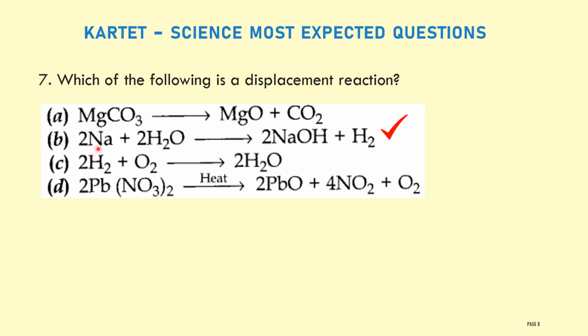Here sodium is a highly reactive metal, and hydrogen is a less reactive element. Because of this high reactivity, sodium will displace hydrogen from water. Water will split into H plus and OH minus ions. Then sodium will react with OH, and you will get sodium hydroxide and also hydrogen gas. Displacement is nothing but the element getting displaced because of the reactivity series.